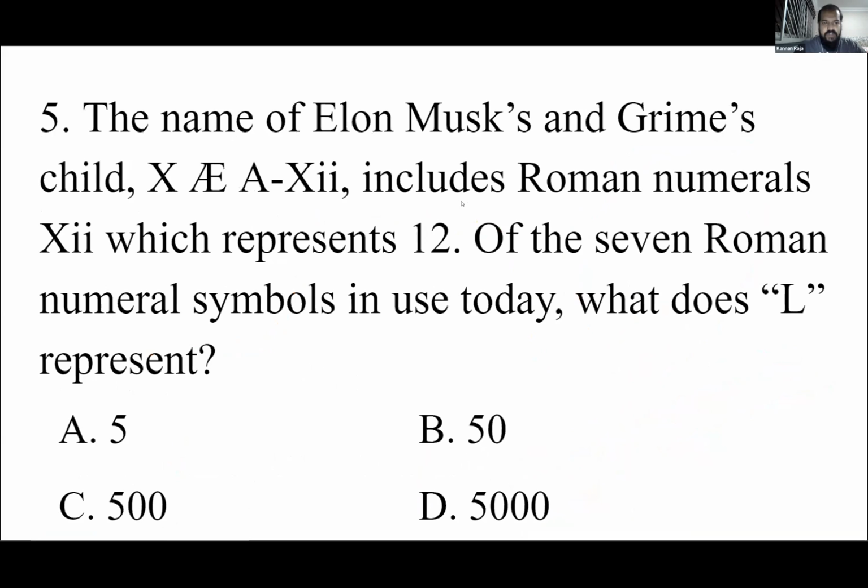And question five, the name of Elon Musk's and Grimes' child, I'm not gonna try to pronounce it, includes the Roman numerals XII, which represents 12. Of the seven Roman numeral symbols in use today, what does L represent? Sorry, Marcus. I'm going to attempt to pronounce it according to what Elon Musk says. XHA12. So the question is, of the seven Roman numeral symbols in use today, what does L represent? A, 5, B, 50, C, 500, D, 5,000.